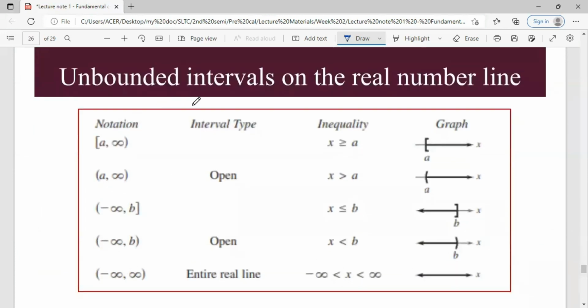Here you can see unbounded intervals on the real number line. Here (a, ∞): if we have infinity, we are unable to mark that point on the number line. Therefore, we call this an unbounded interval. Here x ≤ a: we know it starts here, and that one goes to infinity. So we call this interval unbounded. And here (a, ∞), we know that this one is an open interval.